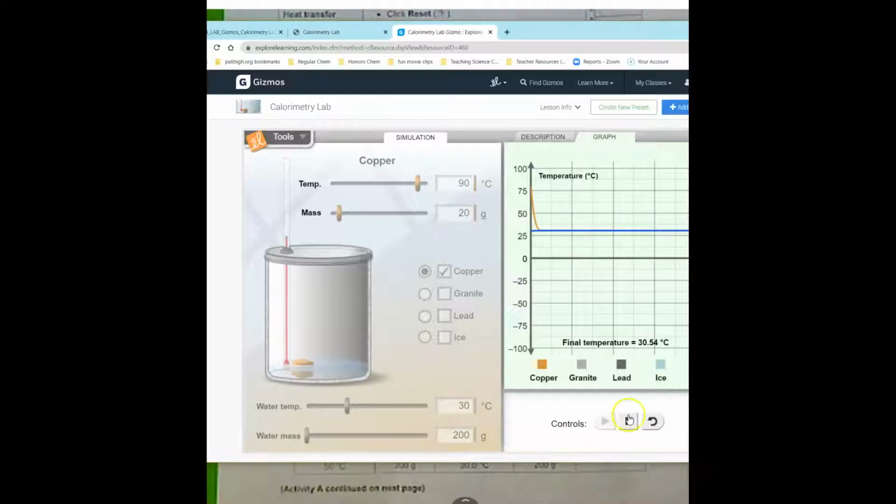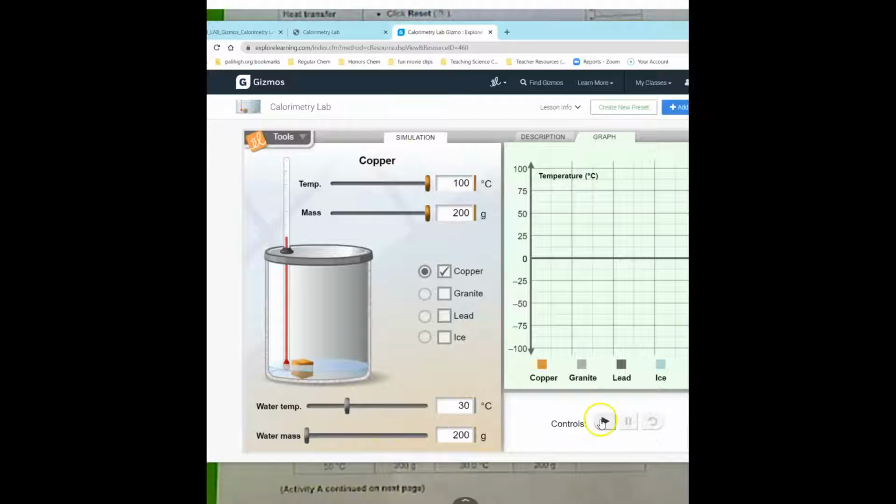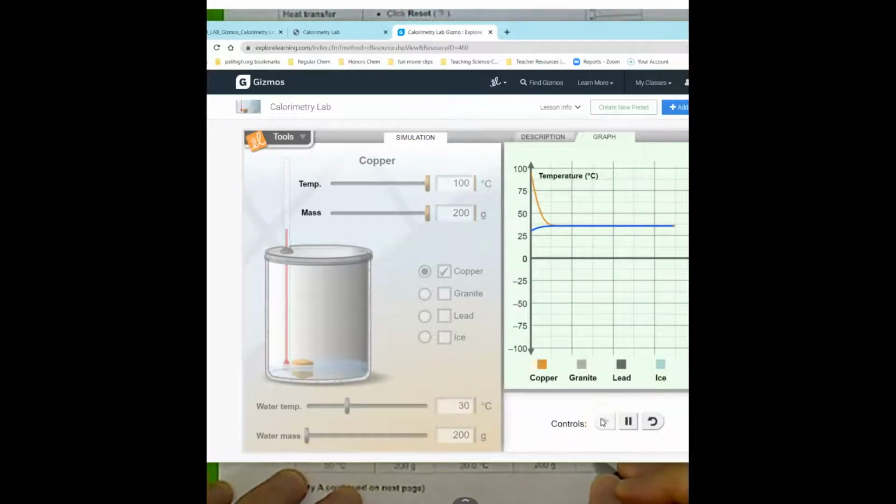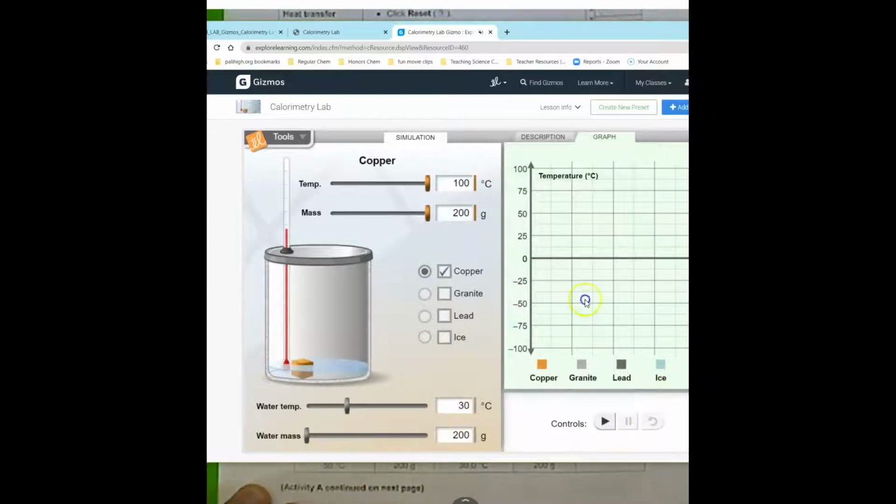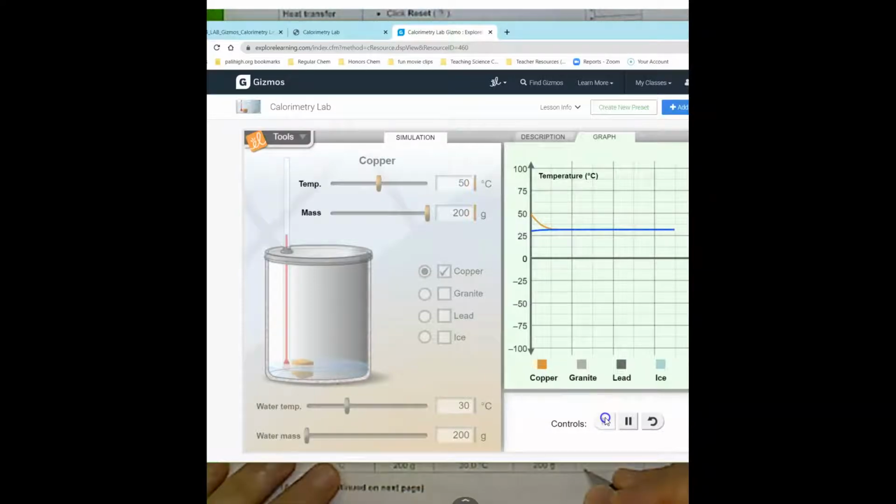Interesting. And then it says we're going to do two different ones. This one, we've increased the initial temperature of the copper. Let's see how it affects it. Compared to the initial 34.96, it raised it to 35.79 degrees Celsius. And conversely, if we lower the temperature and start at 50, what happens? We wind up with 31.65 degrees Celsius.